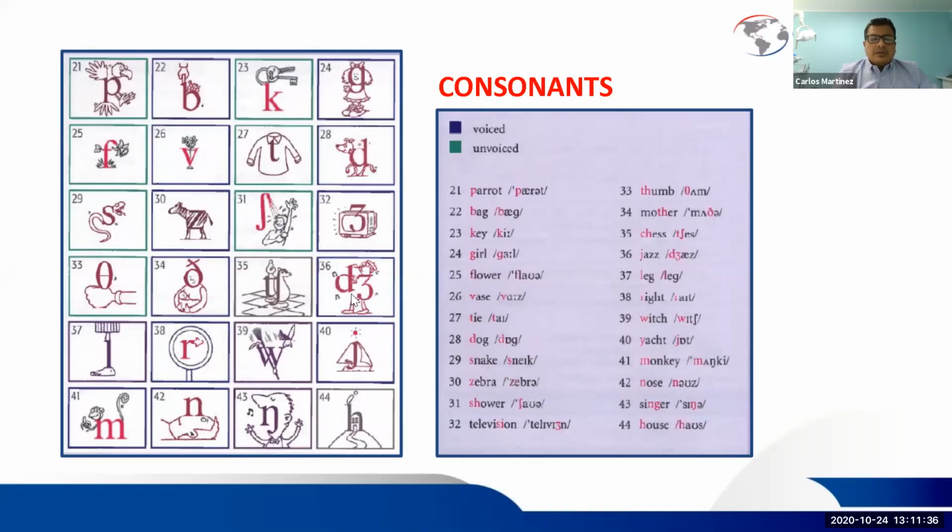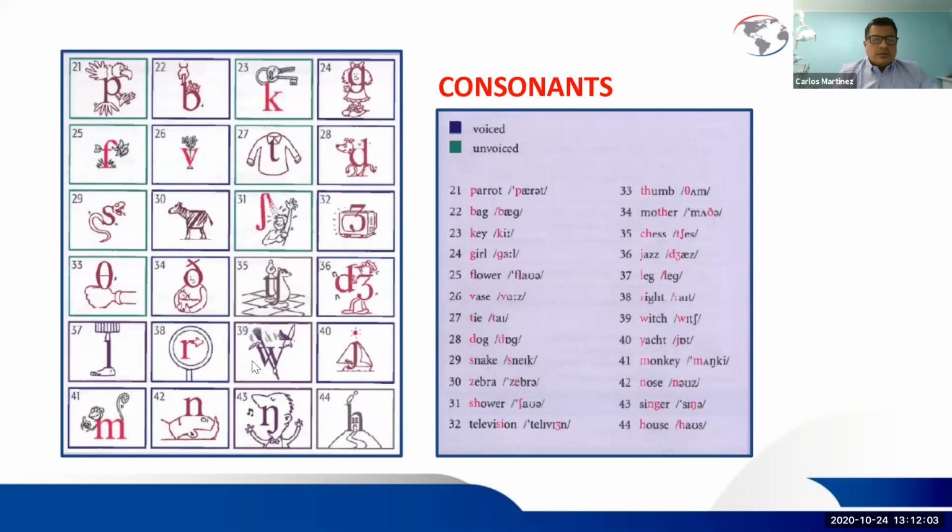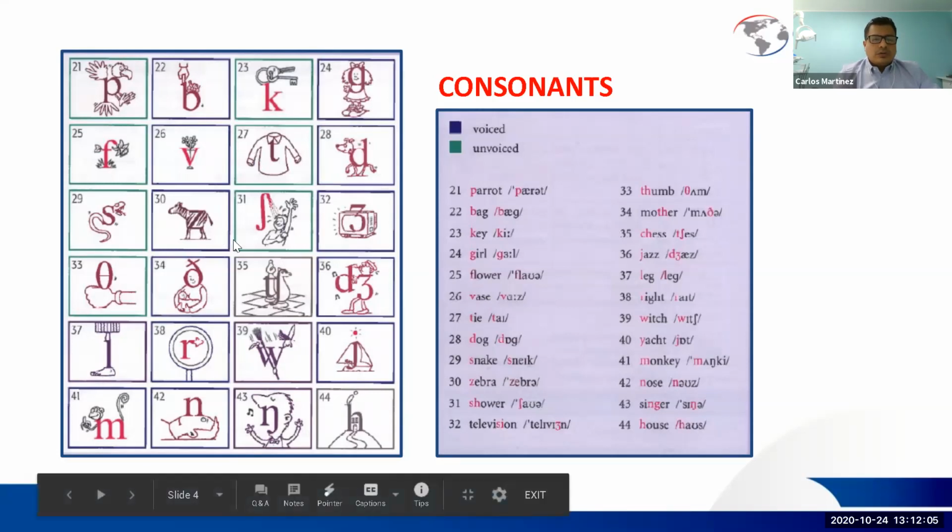Very good. In number 36, we have this symbol like a D with a Z. This is represented normally with the letter J. We're going to show some words and how the different sounds can be represented with letters. This is the j, jazz. Good. Then we have number 37, and all of these, as you can see, are voiced. There's no more unvoiced. We're already finished with all the unvoiced. Here we have the voiced.